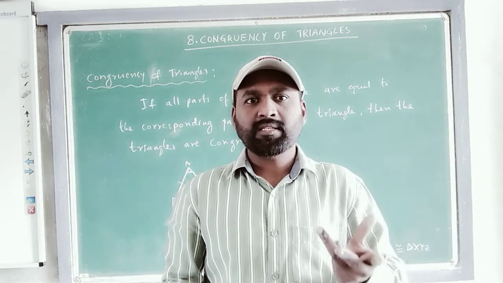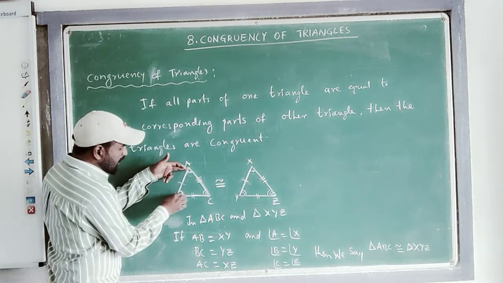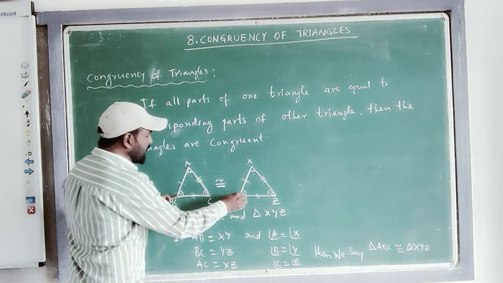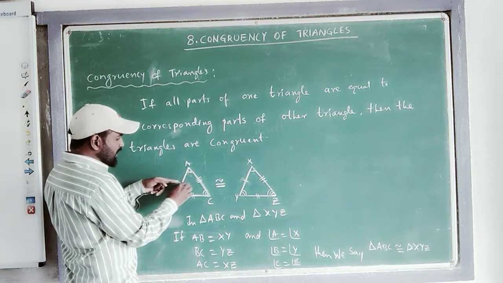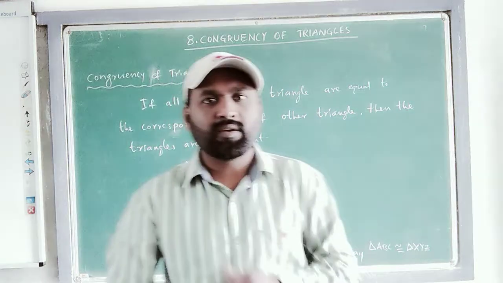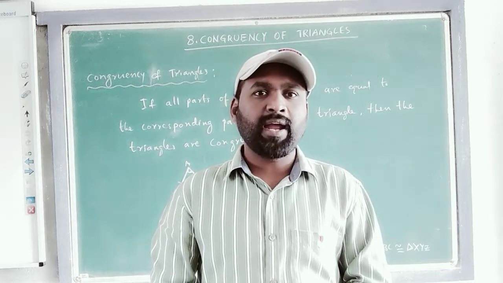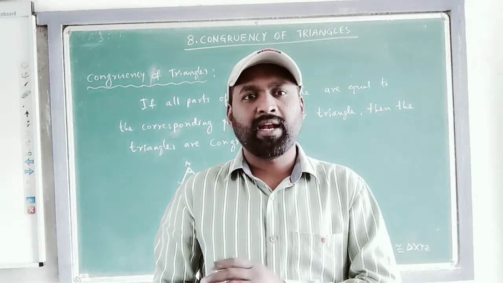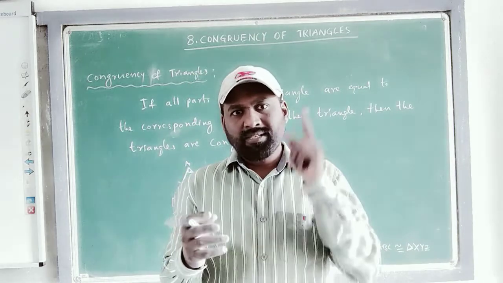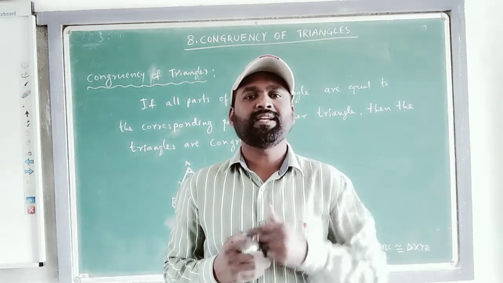Then ASA also. ASA: two angles and the side included by the two angles. Suppose angle A is equal to angle X, angle B is equal to angle Y, and the side included by the two angles, here AB and here XY, are equal. If so, the two triangles are congruent under the rule ASA. And one more, RHS: right angle, hypotenuse and side. If you are comparing two right angle triangles, the right angles are equal, why? Because the angle is 90 degrees only.